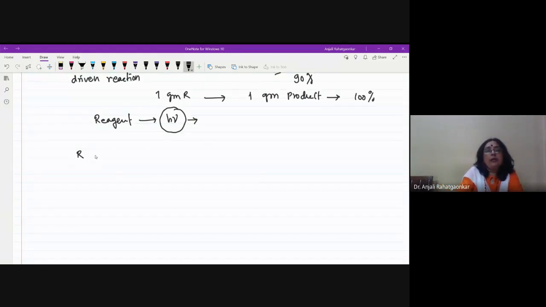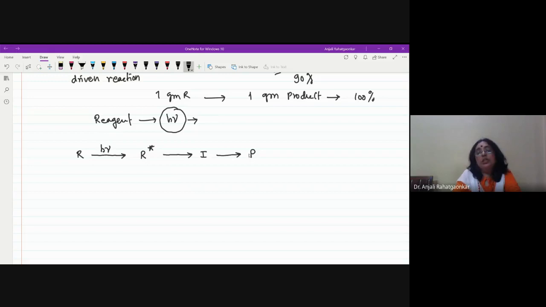Now I have this R. As a reagent, I am using h nu. As a reagent, I am using h nu. So I am getting the first excited state. This first excited state is converted into the intermediate, and that intermediate is ultimately converted into the product. So this is a general mechanism of a photochemical reaction.